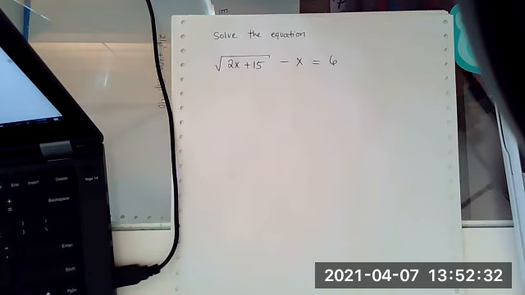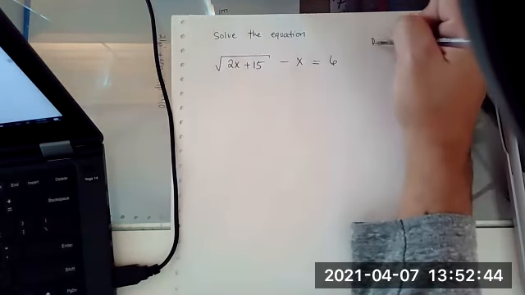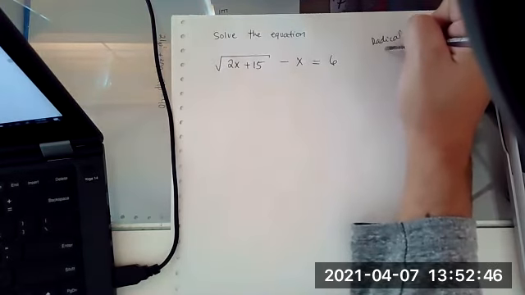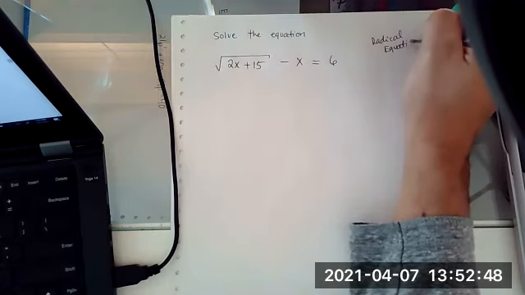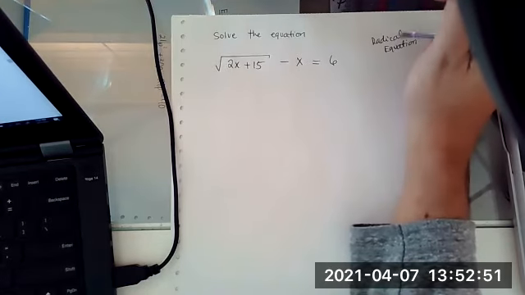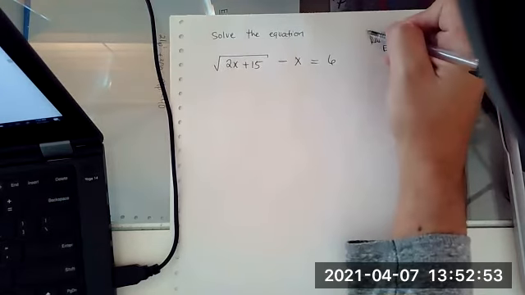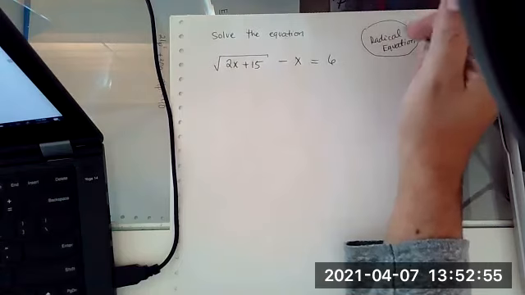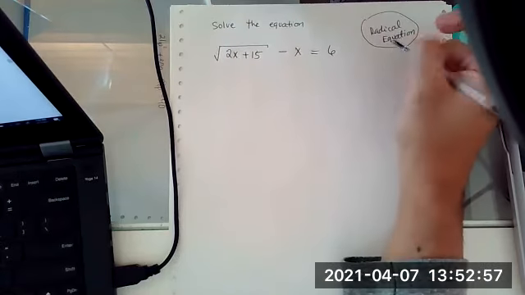So can anybody tell me what kind of an equation this is? Is it a radical equation? Yeah, absolutely. It's a radical equation because we have a root in it, or a radical expression. So this is what we're dealing with. Does anybody know what the first step is?